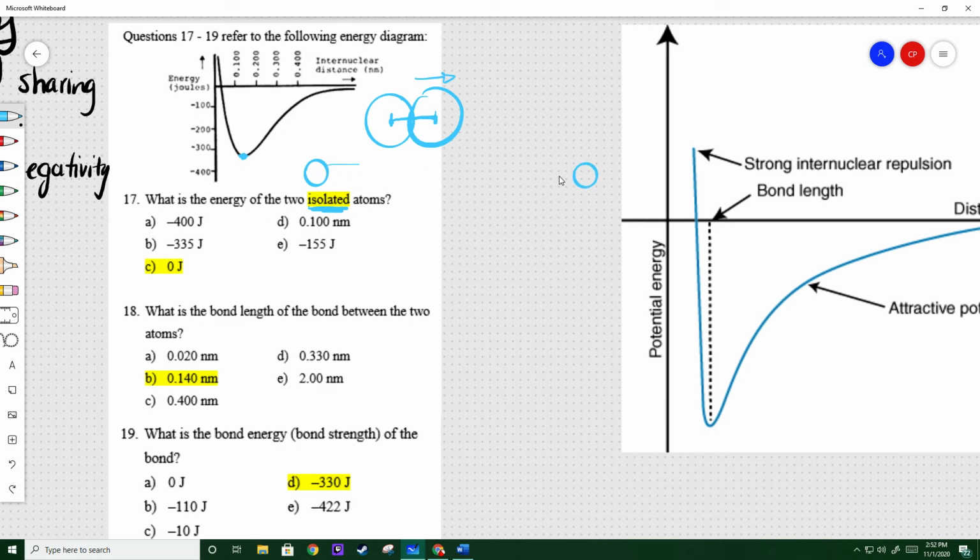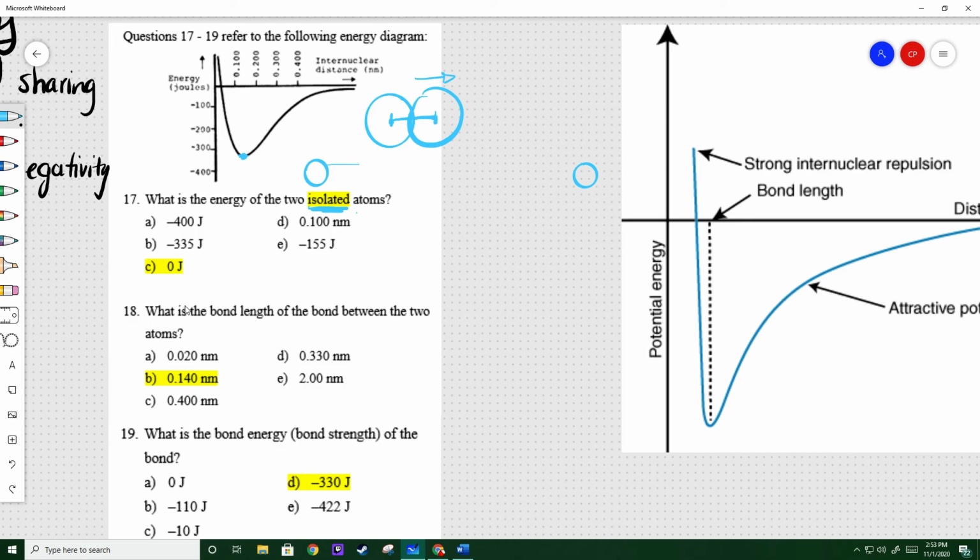They're so far that the Coulombic force, or the attractive forces between these 2 atoms, protons and electrons, would no longer be there. And we get very, very close to 0. So when it says what's the energy of 2 isolated atoms, basically saying 2 atoms that have nothing to do with each other, it's going to be about 0 joules. If they have nothing to do, there's no attractive forces, no energy between those 2.